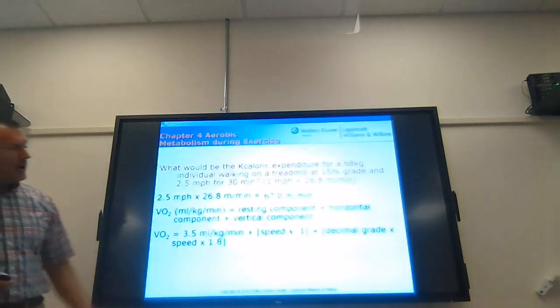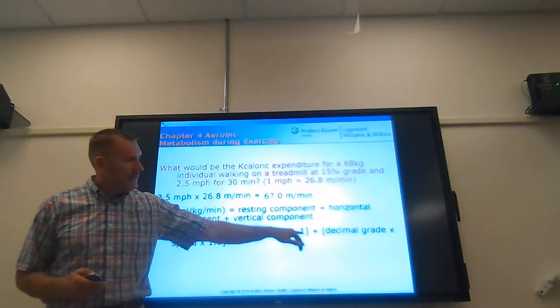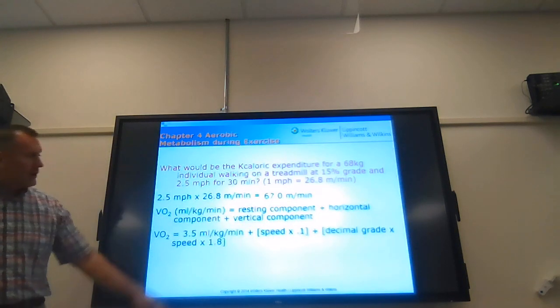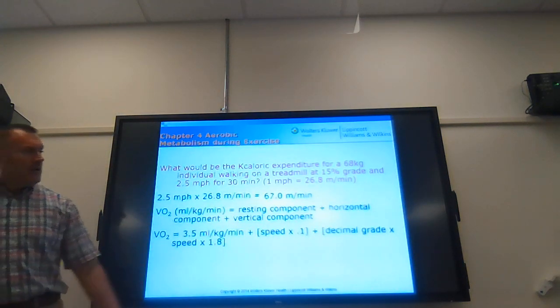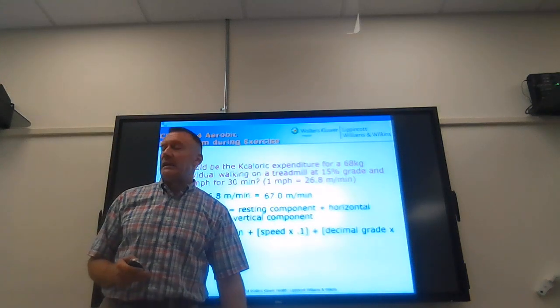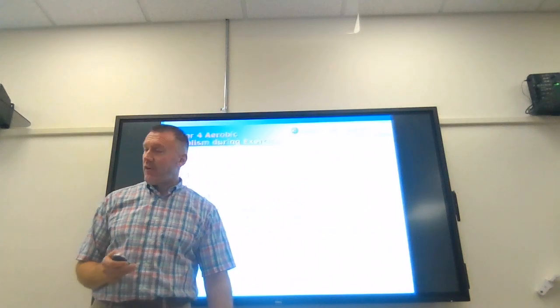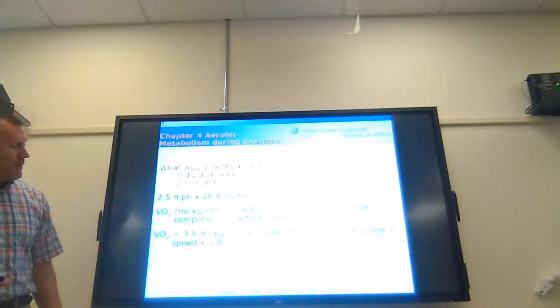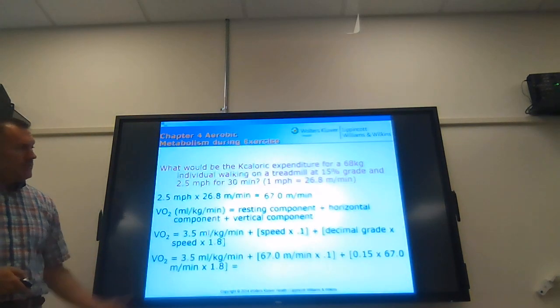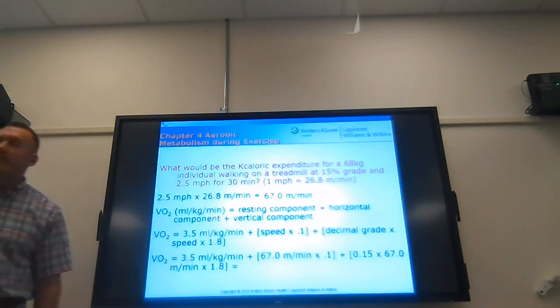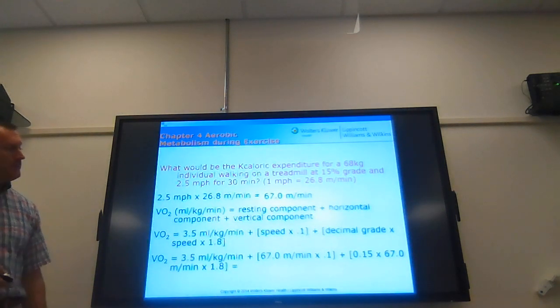Okay, so we've got our speed, we've got our constant for the horizontal part, we've got our constant for the vertical part. How would you write your decimal in this case? Yeah, 0.15, okay. So you can do that. See what number you come up with.